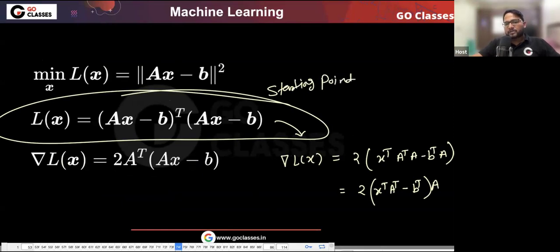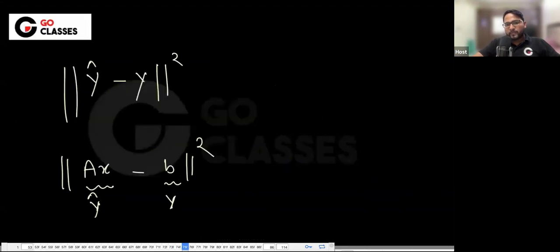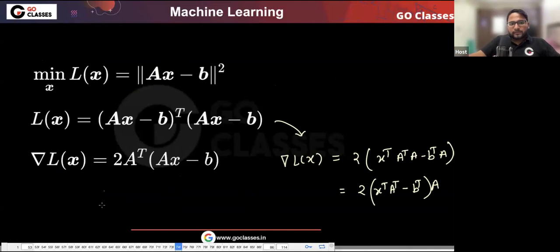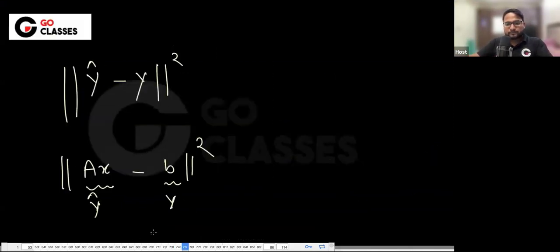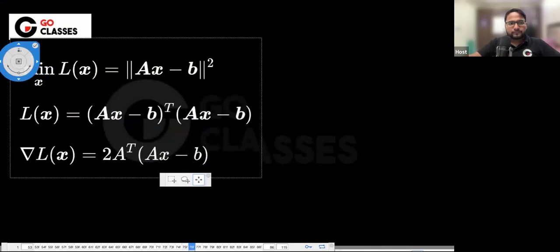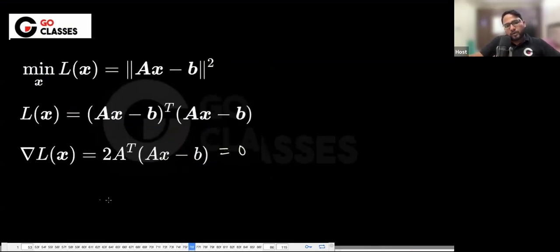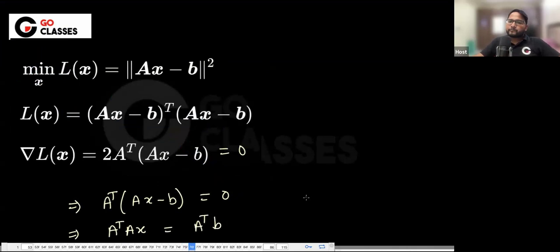You take the gradient, and if I ask what you will get by setting it to zero, let's see. If you make this gradient zero, you will get A transpose into AX minus B equal to zero. This two is useless, which is the same as A transpose AX equal to A transpose B.